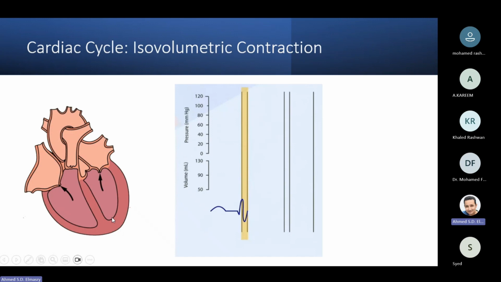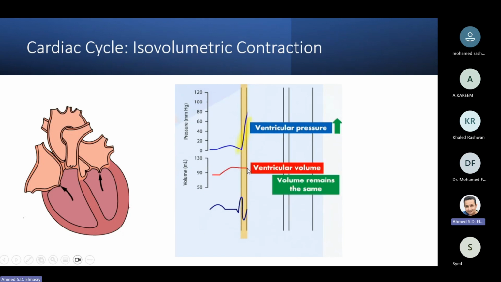The heart will start the contraction, so you will notice that the volume will be the same, but the pressure will be increased. As you see here, the heart will start the contraction, so you will see changes in the pressure till it reaches this point where the aortic valve later on will start opening. And as you see, there is no change in the volume. So the blue one is the changes in the pressure inside the left ventricle, and the red one is the changes in the volume inside the left ventricle.